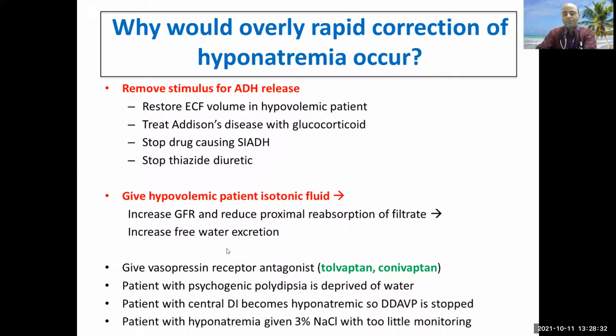The second issue is giving a vasopressin receptor antagonist, a V2 receptor antagonist like tolvaptan. Tolvaptan or conivaptan will lead to more water diuresis. They inhibit the aquaporin channels in the distal convoluted tubules, inhibiting water reabsorption and leading to more water diuresis, and may lead to overcorrection of our hyponatremia.